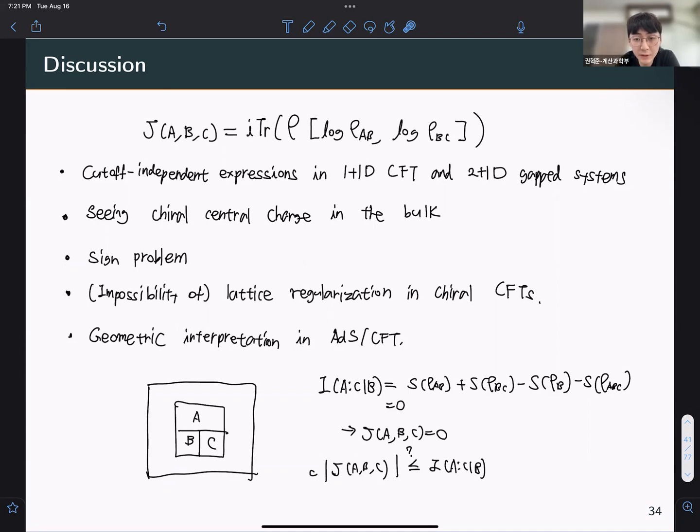컨디셔널 뮤추얼 인포메이션이 0이면 모듈러 커뮤테이터도 0이 된다는 게 if인가요, only if인가요? if and only if는 아니에요. 예를 들면 이 density matrix를 리얼하게만 잡으면 항상 J는 0이거든요. 네, 충분히 맞네요. 알겠습니다. 감사합니다.